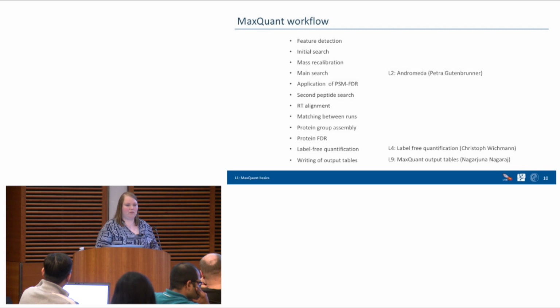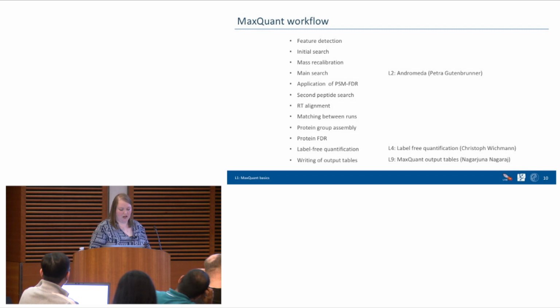After that, we do the protein group assembly. And then we also apply the false discovery rate on that. And then we do label-free quantification. And after we are done with that, we write out the output tables.